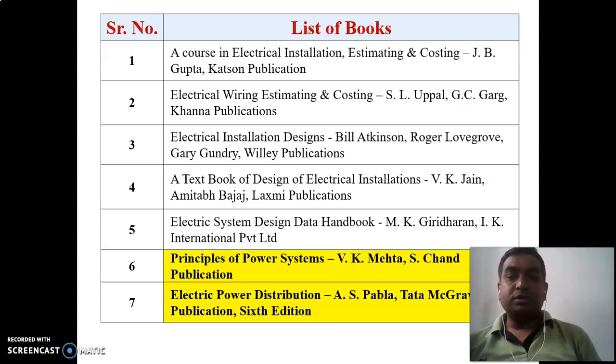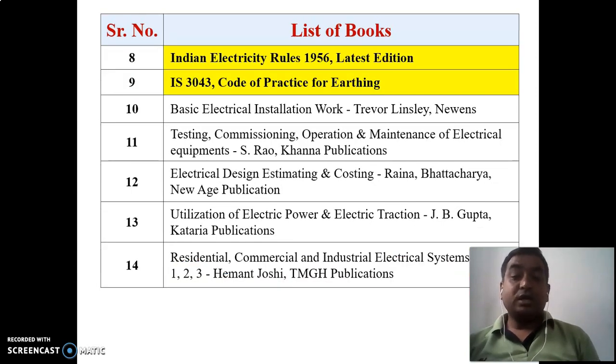Apart from these two books, various such books are listed here, like Electrical Wiring, Estimating and Costing by S.L. Uppal, Electrical Installation Design by Bill Atkinson, then Textbook of Design of Electrical Installation by V.K. Jain. Then there are certain handbooks which you can also refer to, like the Electrical System Design Data Handbook by M.K. Giridharan and Residential, Commercial and Industrial Electrical System by Hemant Joshi, as it is listed in point number 40. All the three volumes are basically dealing with residential, commercial, and industrial installations respectively.